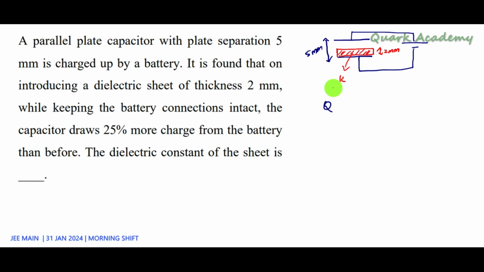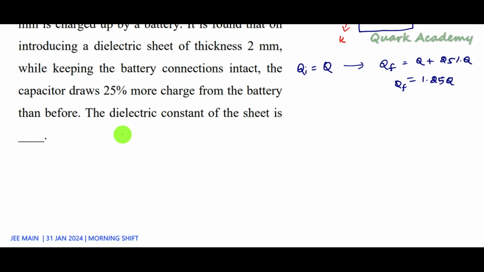So initially charge is Q and the final charge becomes 25% more than the initial charge, which means Q plus 25% of Q, which is 1.25 Q. This is the final charge. So initial charge is Q and final charge is 1.25 Q. So let's do this problem by considering the initial case and the final case. So this is initial and this one is final.